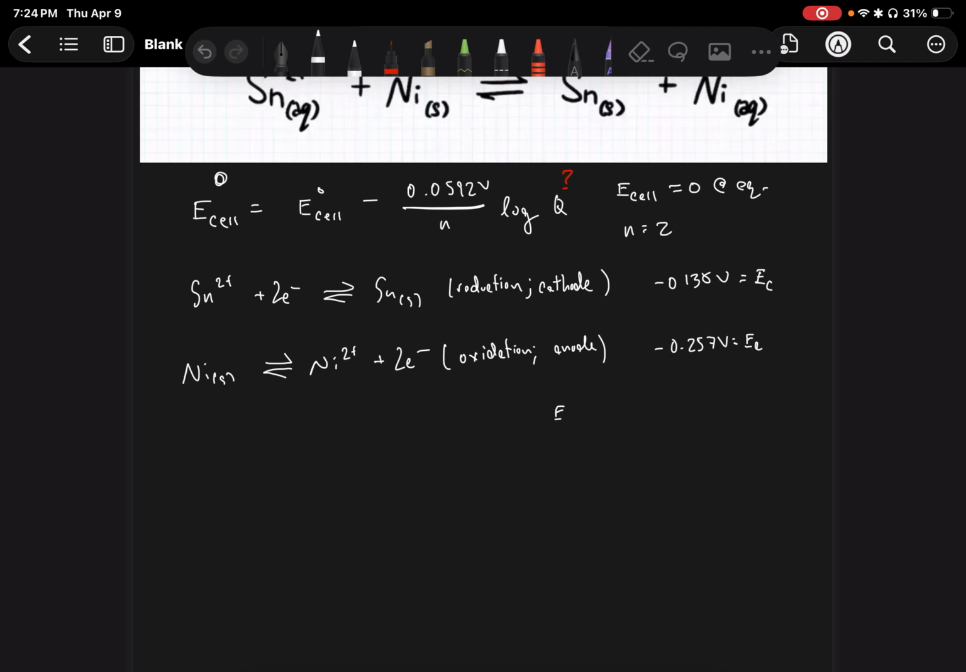Okay, so now we know that E cell, this is just a formula that I think you should know, is going to be equal to E cathode minus E anode.